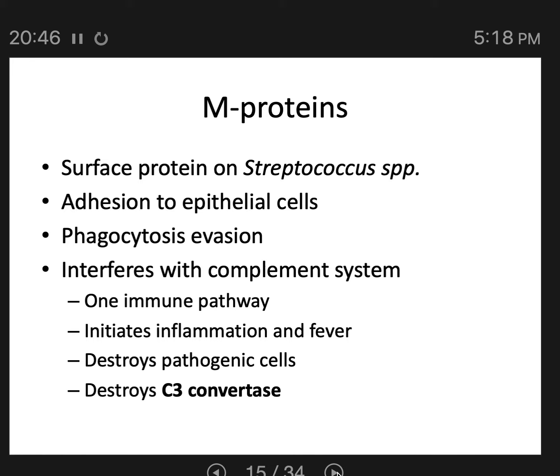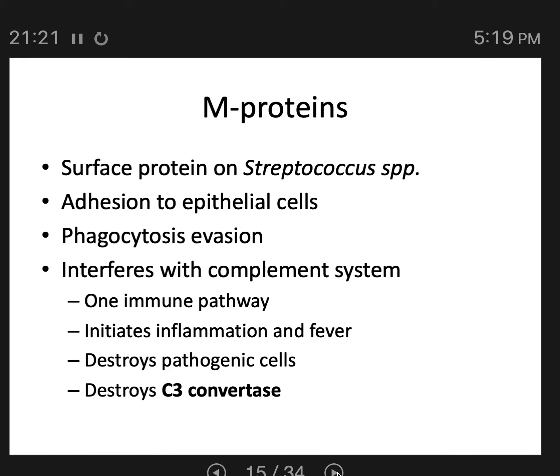This immune system pathway initiates inflammation and fever, which, I know we don't like inflammation and fever, but actually they're essential elements to fighting infection. So inflammation and fever helps you fight infection. That's part of the complement system. The complement system also helps to destroy pathogenic cells in a variety of ways. We won't go into detail here, but M proteins interfere with this complement system. It makes it dysfunctional, basically.